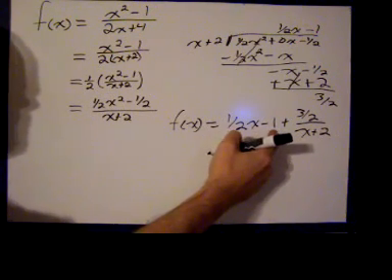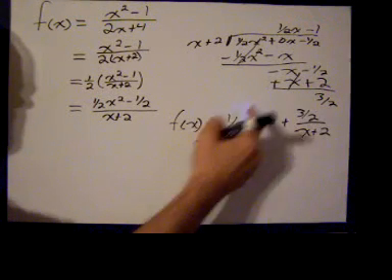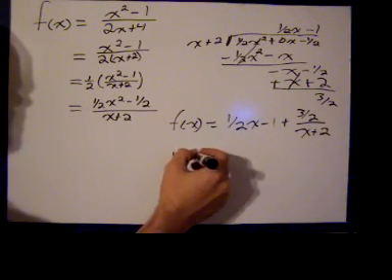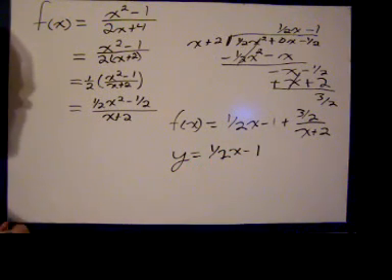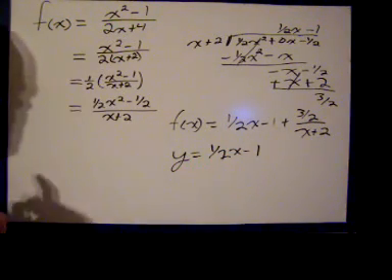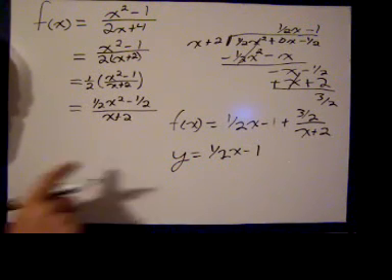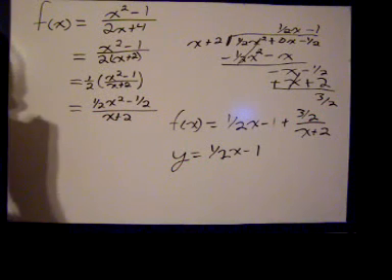This in fact is the functional asymptote. Just this part is the functional asymptote of the function. So if I was to graph this, I would have a functional asymptote of 1/2 x minus 1. If I wanted to see if this function crossed the asymptote, I could do one of two things. I could set the asymptote equal to the function and solve for x.